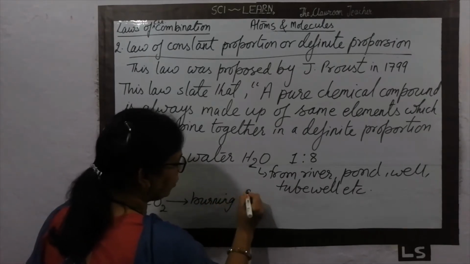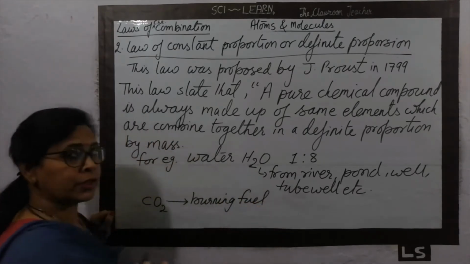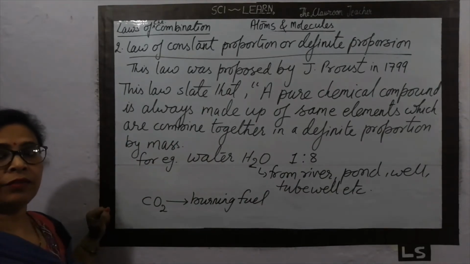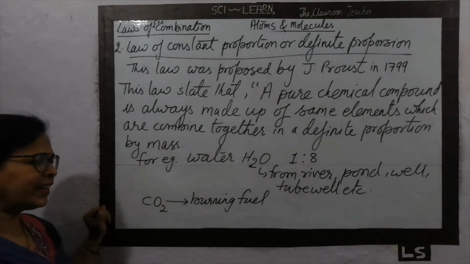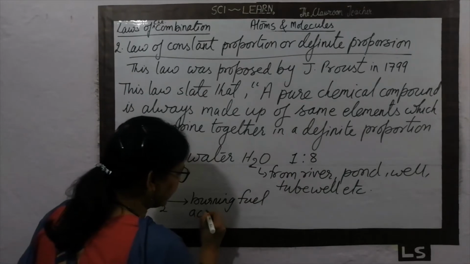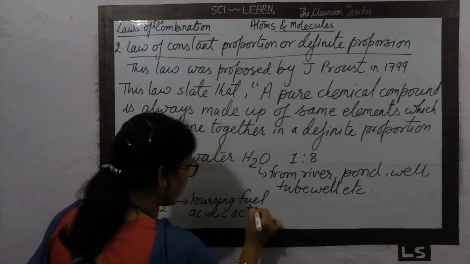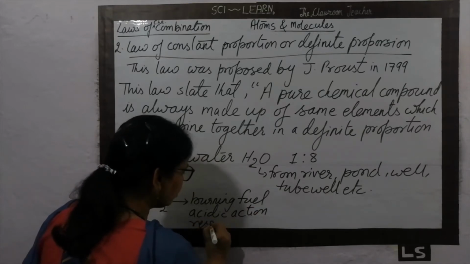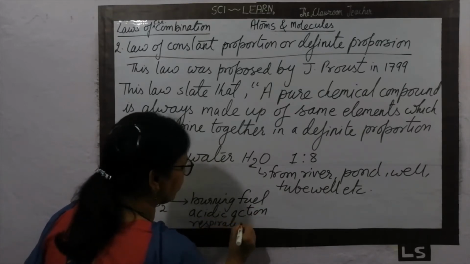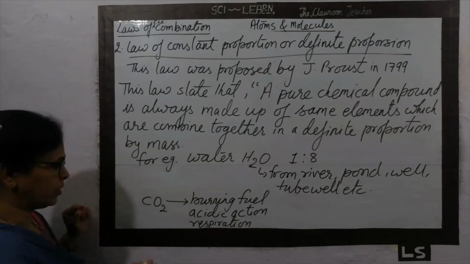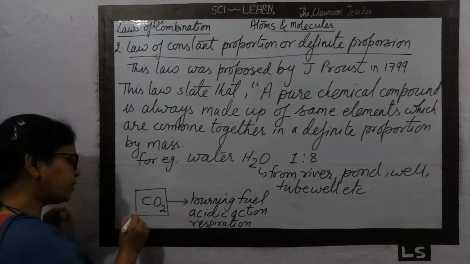Okay, burning fuel. When we burn the fuel, carbon dioxide is liberated. It is also produced by acidic action. We also produce carbon dioxide by respiration. So there are various sources of the production of carbon dioxide, but the formula is always CO2.